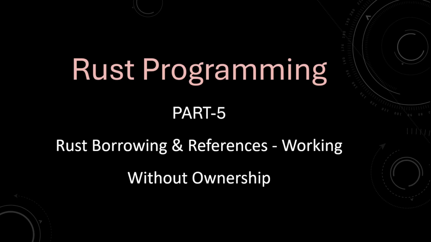Welcome back. In our last video, we discovered Rust's ownership system, where each value has one owner and gets dropped when that owner goes out of scope. But what if we want to use data without taking ownership? That's where Rust's borrowing system comes in, and it is nothing short of magical.